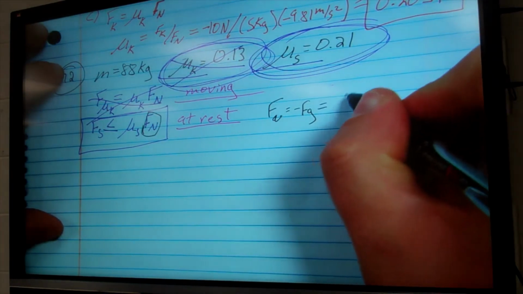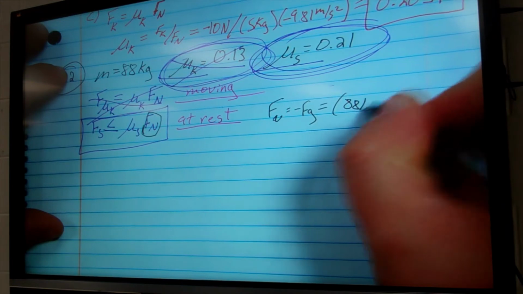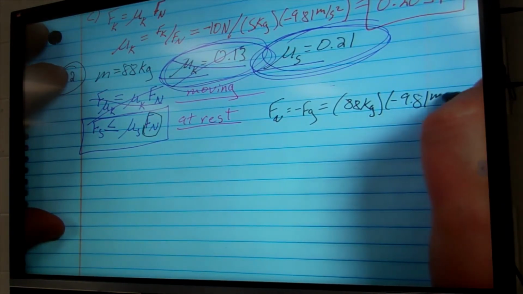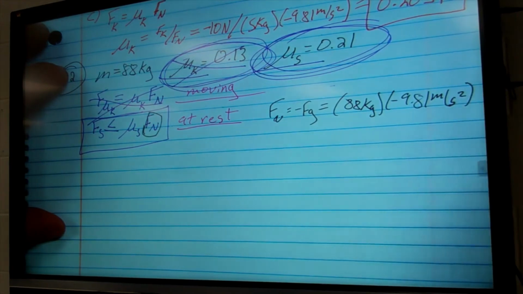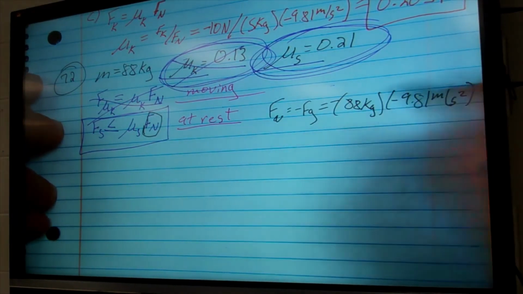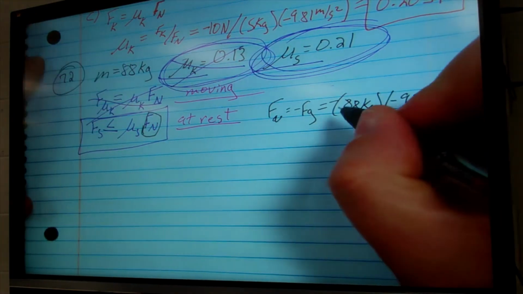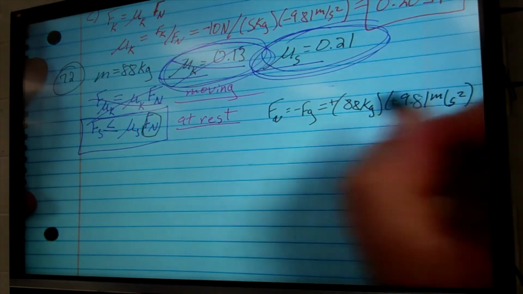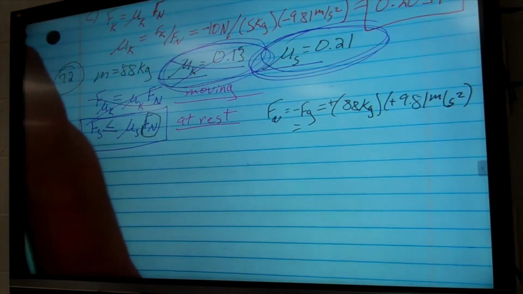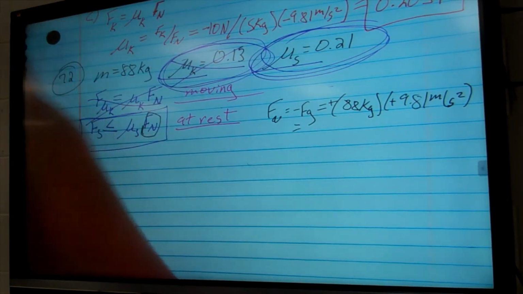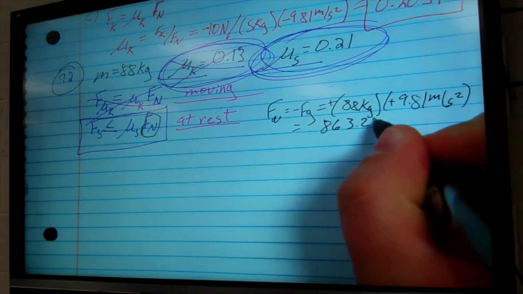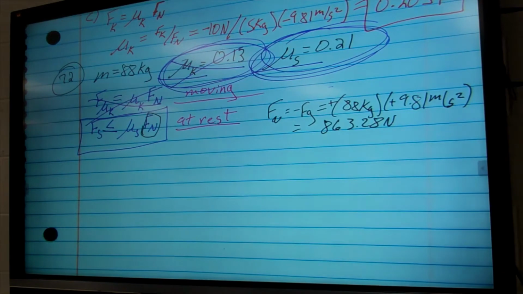So that looks like mass, 88 kilograms, times the negative 9.81 meters per second squared. I just kept that negative because y'all probably want negative. I have this negative here in the front, so negative times the negative equals positive. So I'm going to make those positives. 863.28 newtons is what I get.